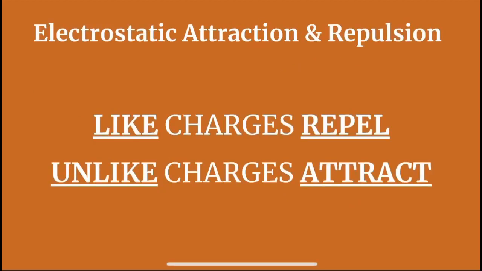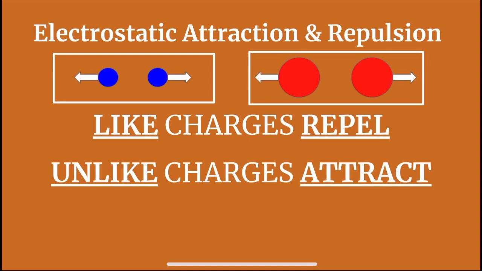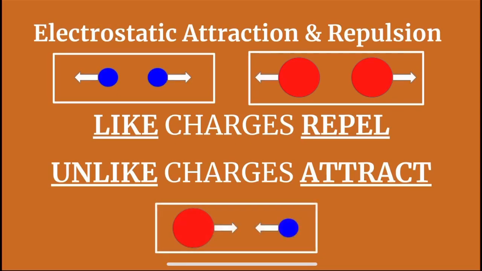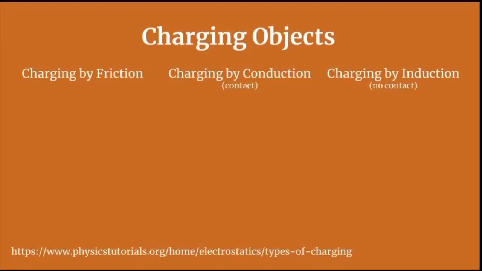So, electrostatic interactions are pretty straightforward. The main idea of electric interactions is that like charges repel, while unlike charges attract. Objects become charged when they gain or lose an electron so that they are no longer neutral and there is an imbalance. Charging changes the net charge an object has.